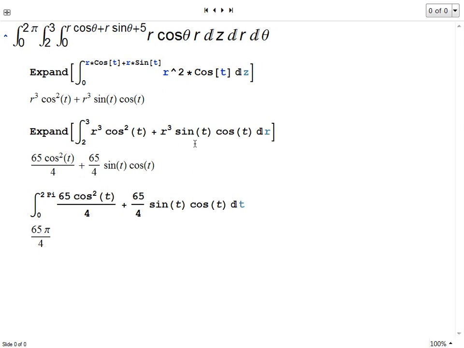And cosine squared, that's a double angle. I mean, sorry, that's a power reducing. You can turn cosine squared t into 1/2 plus 1/2 cosine 2t. And then this one right here is a basic substitution. Anyways, you do all that, you plug in 0, 2 pi, you get 65 pi over 4. Let's look at example 2.